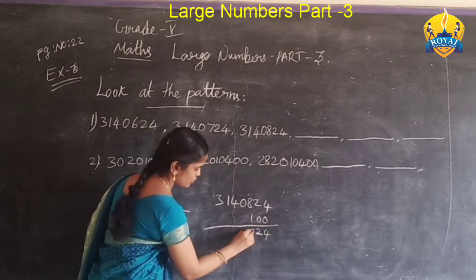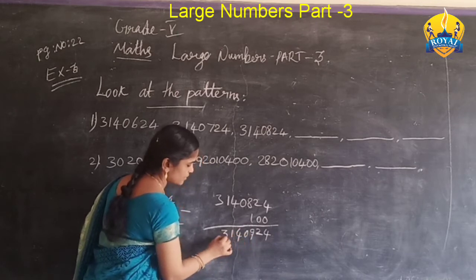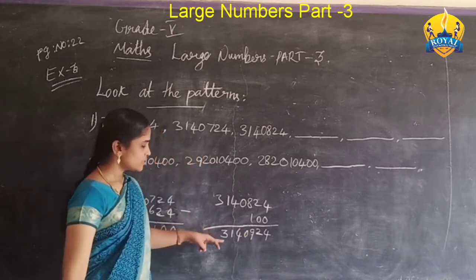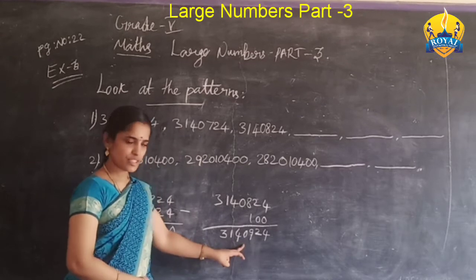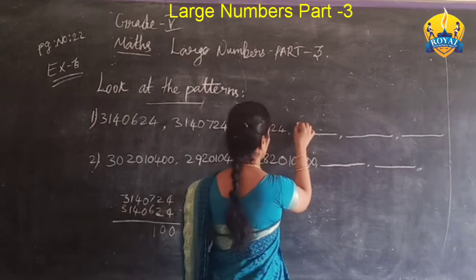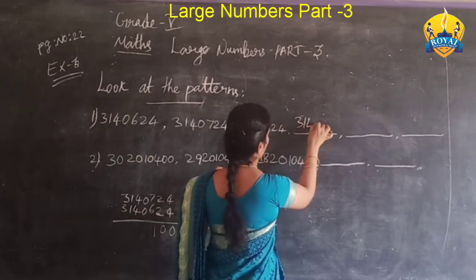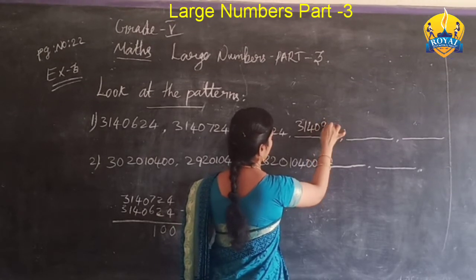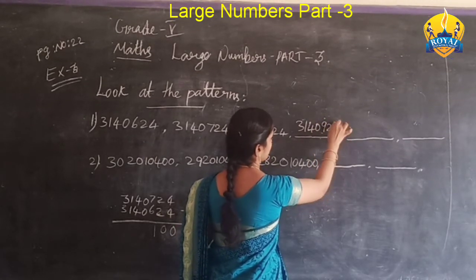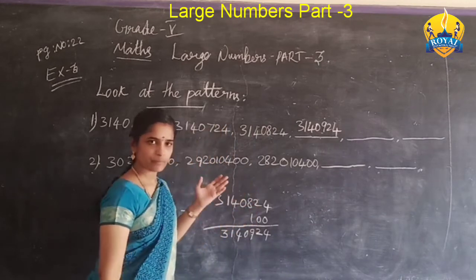The next one is 0, 4, 1 and 3. So we get 31,40,924. 31,40,924. Okay, is it clear?